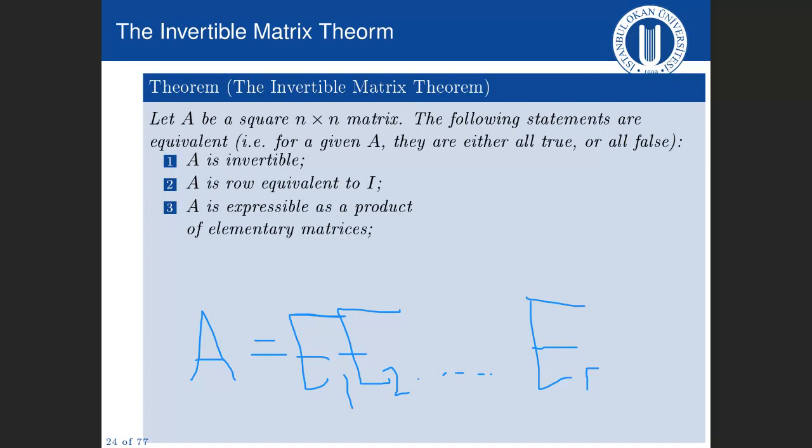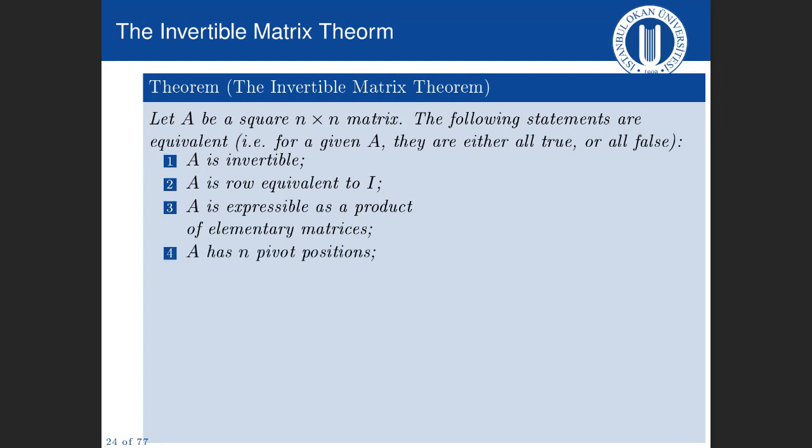If it's possible that A is elementary matrix multiplied by elementary matrix multiplied by elementary matrix, etc., then A must be invertible. That's true if and only if A has n pivot positions. And that's true if and only if the linear system AX equal to 0, the homogeneous linear system, has only the trivial solution.